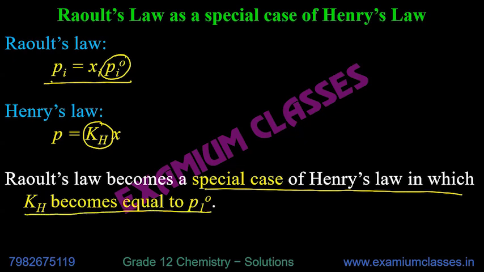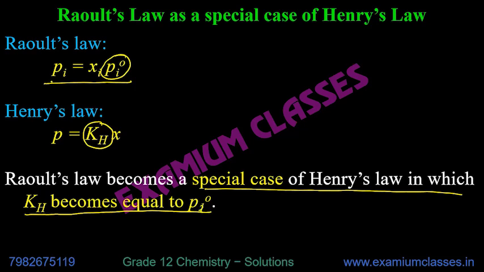And this question appears for 1 mark. This is what you need to write. Write Raoult's law in mathematical form, Henry's law in mathematical form. Don't write the definitions. Exactly what is written here on the screen. Raoult's law, Pi equals Xi Pi naught. Henry's law, P equals KH X. So Raoult's law becomes a special case of Henry's law in which KH is equal to Pi naught.